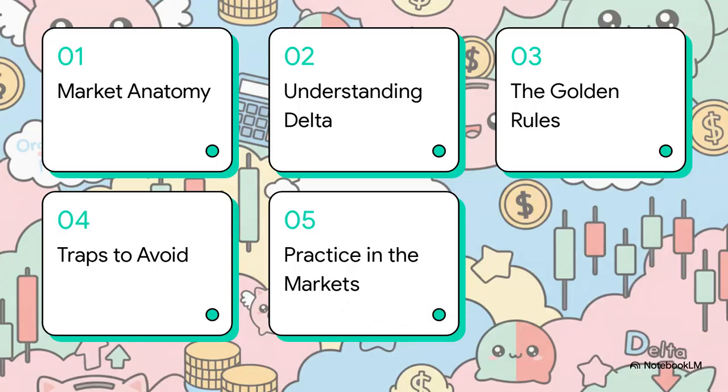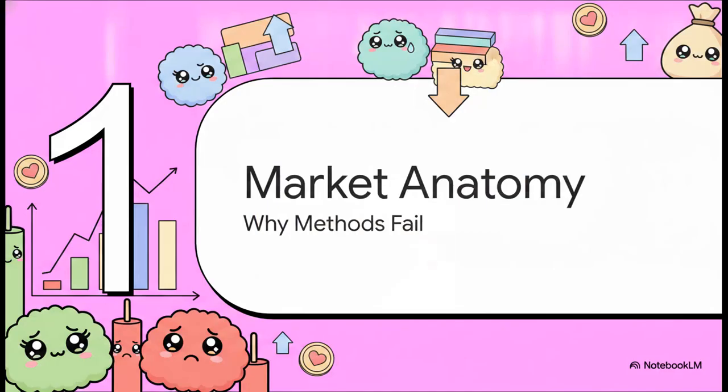All right, so here is our agenda for this explainer. First up, market anatomy. Second, we'll get into understanding delta. Third, the golden rules. Fourth, traps to avoid. And finally, practice in the markets. Okay, let's dive into Section 1, Market Anatomy, and specifically why traditional methods fail.